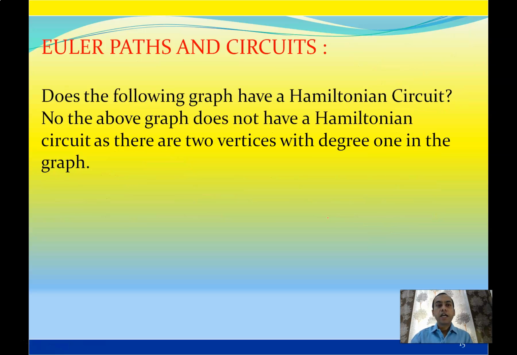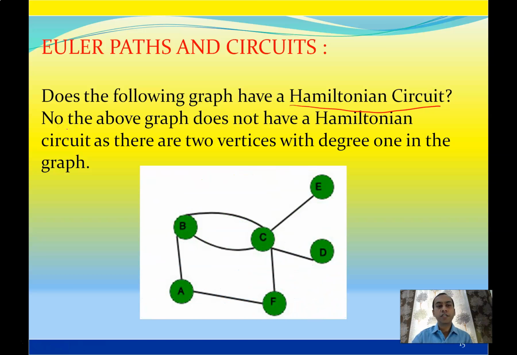Next is Euler path. So see the example. Does the following graph have a Hamiltonian circuit? No, the above graph does not have a Hamiltonian circuit, as there are two vertices with degree 1 in the graph, with 2 degree, doesn't have a Hamiltonian, two vertices with degree 1 in the graph.